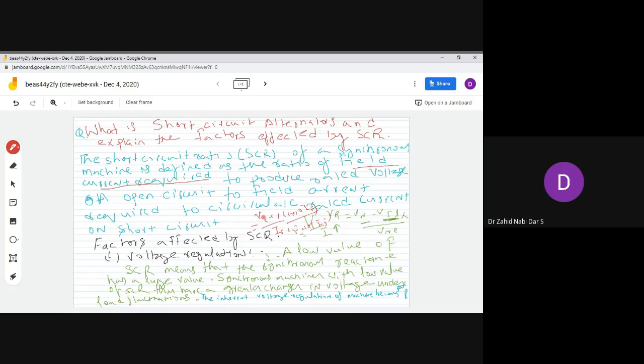If you see V by IS, this is equal to Z also, because this is also equal to impedance. So in other terms, you can also find the impedance of the machine. And this is the per unit impedance of the machine. So what is actually the per unit value?